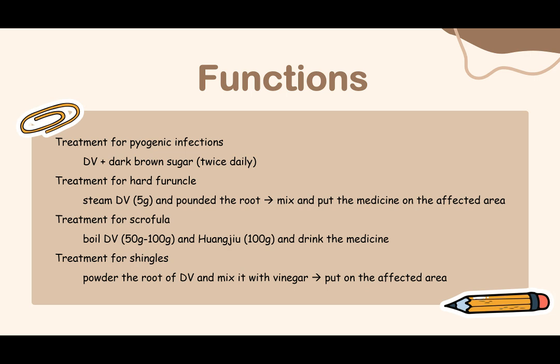And third, it can treat scrofula. Boil 50 to 100 grams of DV with 100 grams of Huangjiu. What is Huangjiu? Huangjiu is a traditional Chinese wine. It is a very delicious wine, and you can buy it online and drink the medicine. And it can treat shingles. First you need to powder the root of DV and mix it with vinegar. And the product should be put on the affected area.